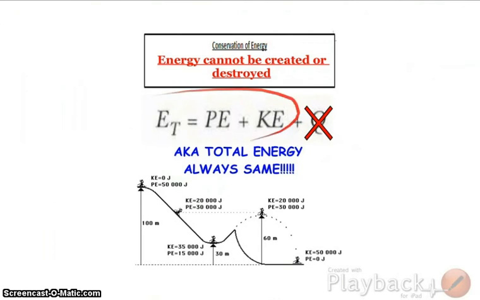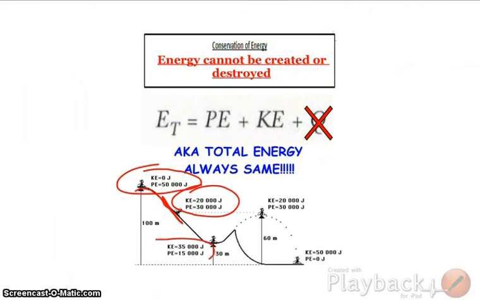So we figured out last time how to calculate total energy. Now we're going to say total energy, no matter where you are, is always going to be the same value. So up here you have a total energy of 50. As you slide down, your velocity goes up, so your kinetic energy goes up. Your potential energy goes down because you're sliding downwards, but they still add up to 50. So no matter where you are in the system, your total energy adds up to be the same thing. In this case, it's 50,000 joules.